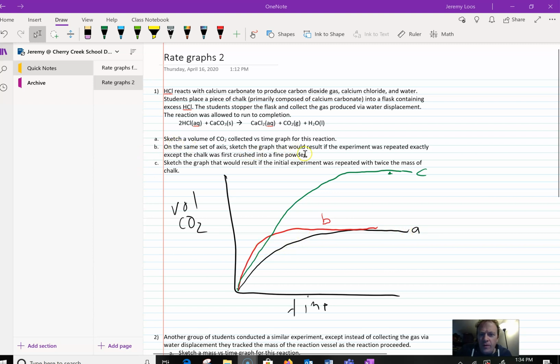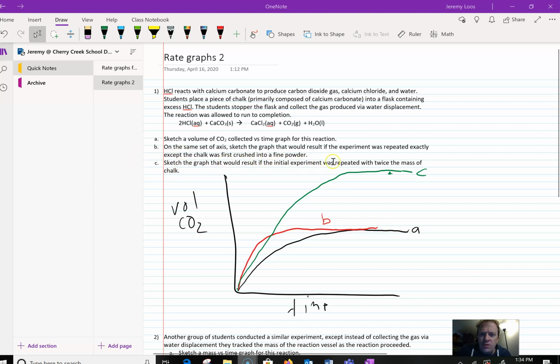Crush it into a fine powder. That's going to increase the rate of reaction. It's going to increase the surface area, so it's going to go faster. But we are going to end up making the same amount of stuff because the HCl is in excess. Again, the CaCO3 is governing it, so we're going to end up making the same amount. So we should have something that's starting off at a faster slope, but leveling out eventually at the same place.